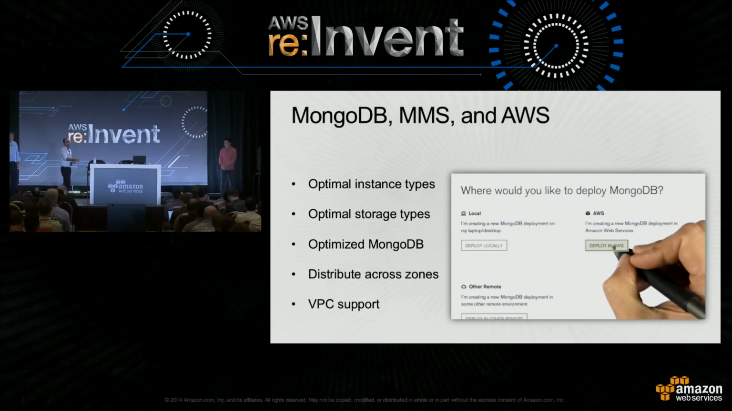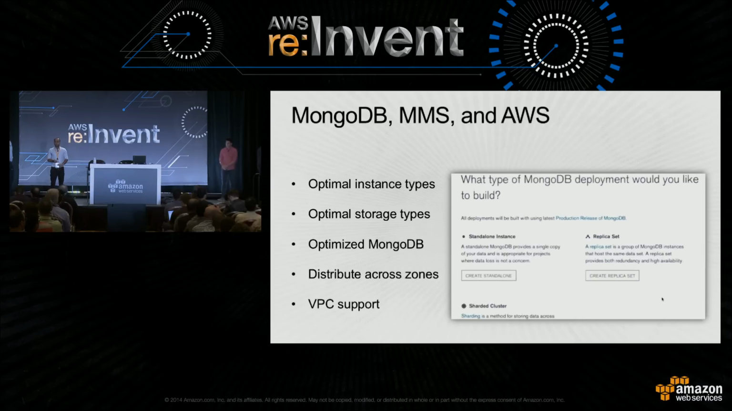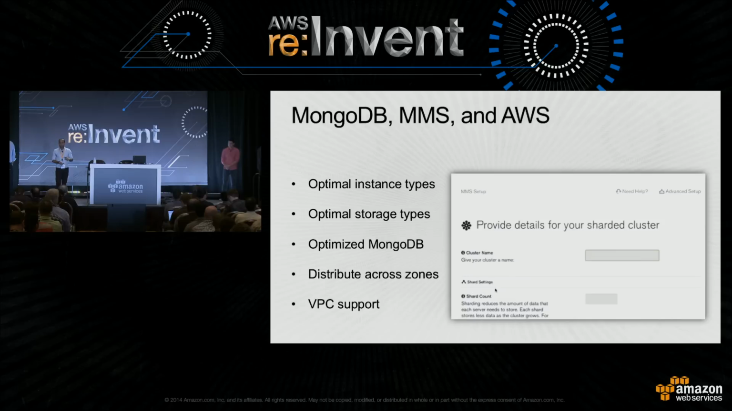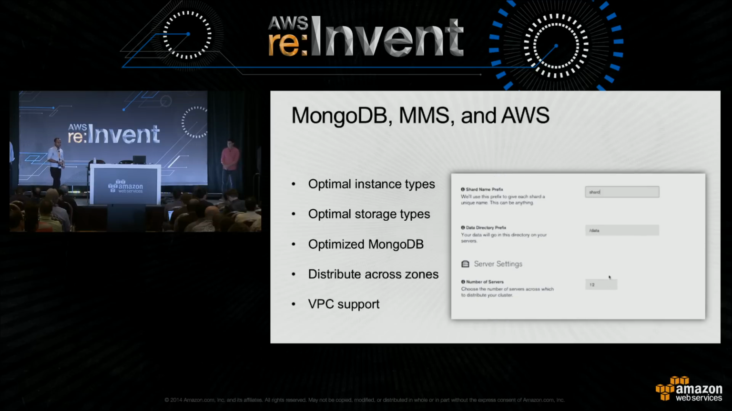So you can see on the right-hand side how the video shows somebody actually using MMS to deploy a sharded cluster on AWS. It has support for VPC. It has support for doing a multi-AZ deployment. It even optimizes your choice of instances, which instances you're choosing to deploy your server on AWS.